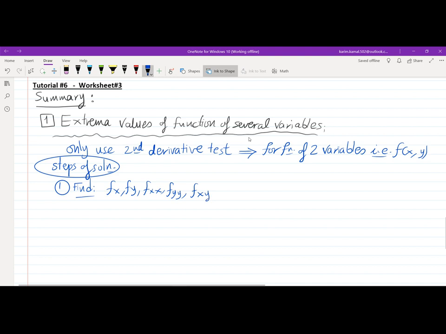Second step will be to put fx equal to 0 and fy equal to 0 in order to get the critical points.